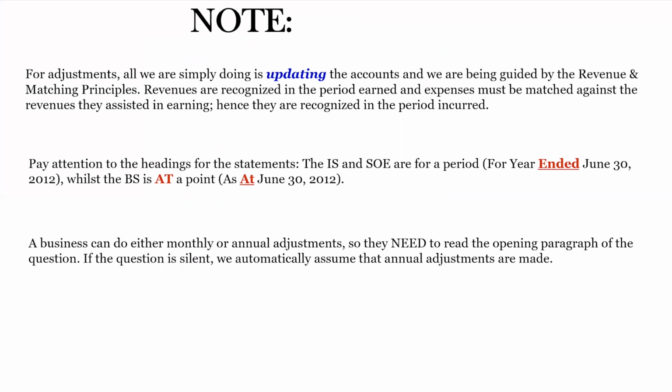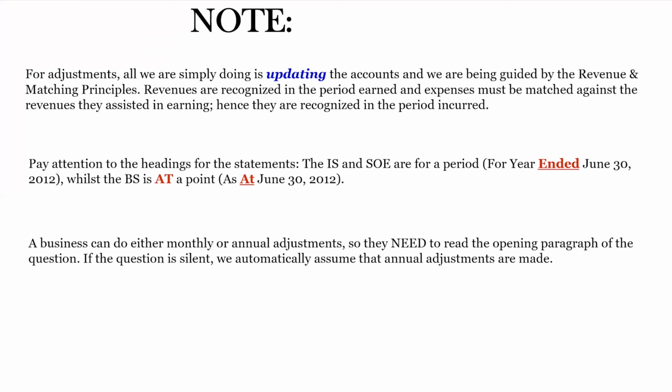Just a few notes for you to know. When you're doing adjustments, what you're simply doing is updating your accounts, right? And you're guided by the revenue recognition principle and the matching principle. We can do a video diving in a little more on the different principles in accounting, right? All this principle is saying is that revenue is recognized in the period that it's earned. So once you have done the work agreed, you've earned that revenue. And that should be matched against expenses from that period, because those expenses were used to assist that revenue. Hence we recognize expenses in the period that they were incurred, in the period that they happened, not when it is paid.